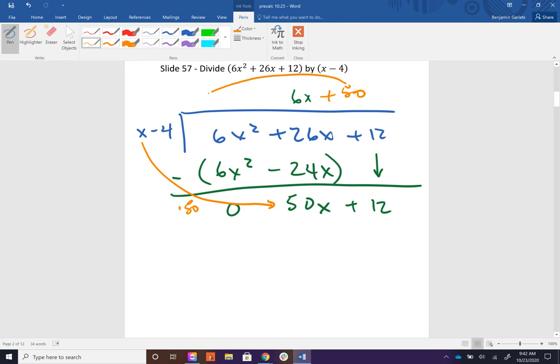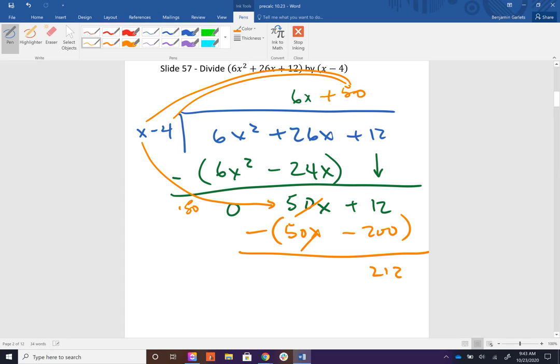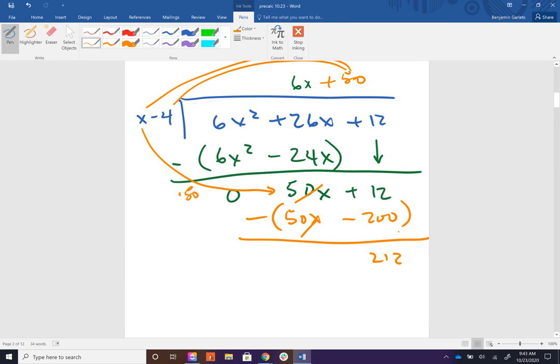And then we're going to come back because we need to subtract that from our expression. So I have 50x, which is what we want. And then I have minus 4 times 50, so 200. And I want to subtract that. And I'm left with, well, those go away because they're opposites. And then a minus 200 means I have 212. That's a constant term, so I can't take a linear expression and divide it into a constant term. So I'm going to be left with a remainder of 212.